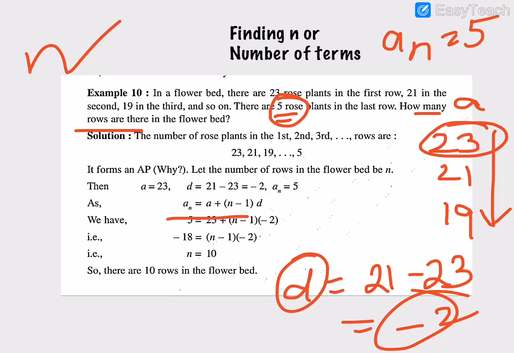So simply we have taken the values that we have, substituted them in the an formula, and simplified for n. We got the value of n. So we can decide there are 10 rows in this flower bed. So this is an example.